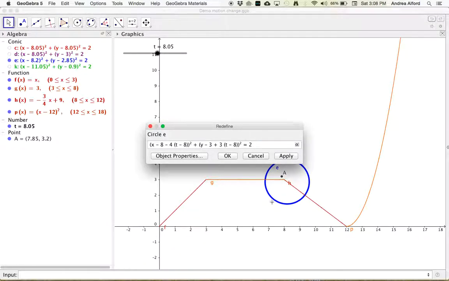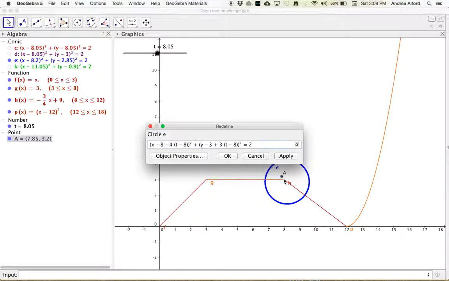For E, I want my circle to think that its center is 8, 3. So I've got x minus 8 and y minus 3. I want the slope to be 3/4. So the change in y is 3, the change in x is 4. So I needed a 4 here and a 3 here.